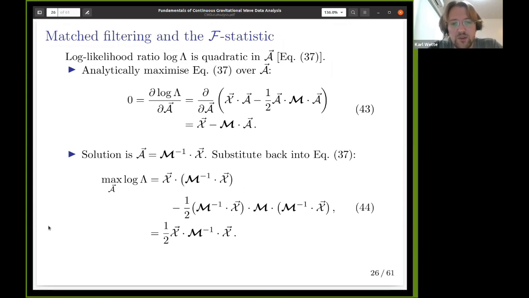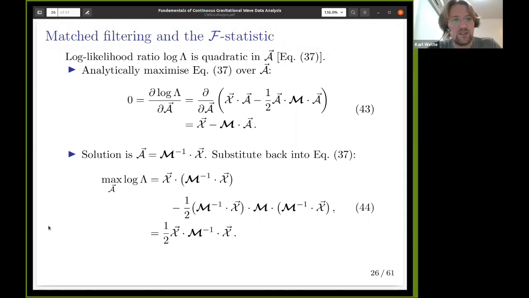And then making that substitution back into the log likelihood, we get equation 44, and if you expand out all the terms there, you get this term at the bottom, which is a half times our data vector x, multiplied by the inverse of M, and then multiplied again by x.